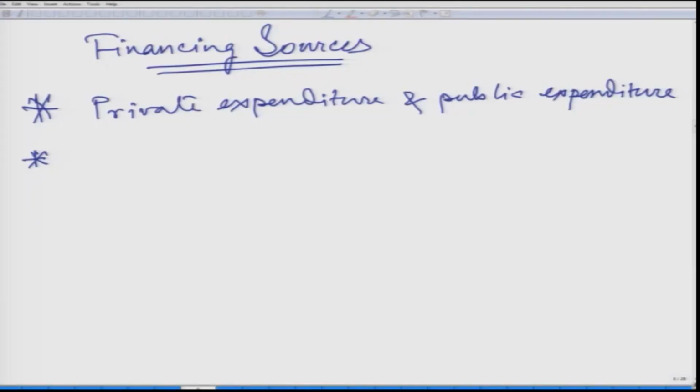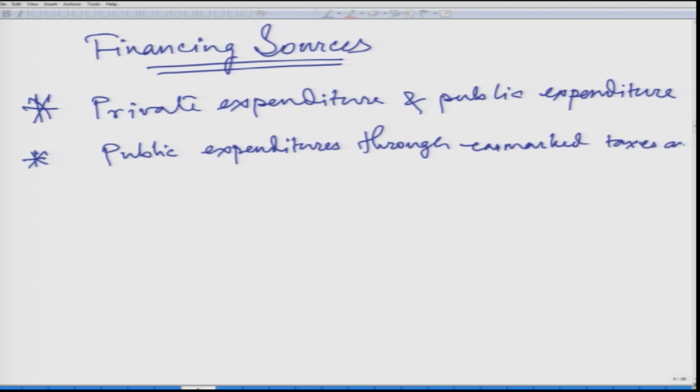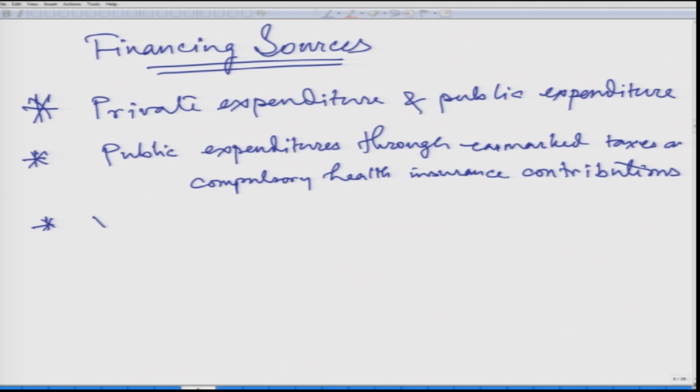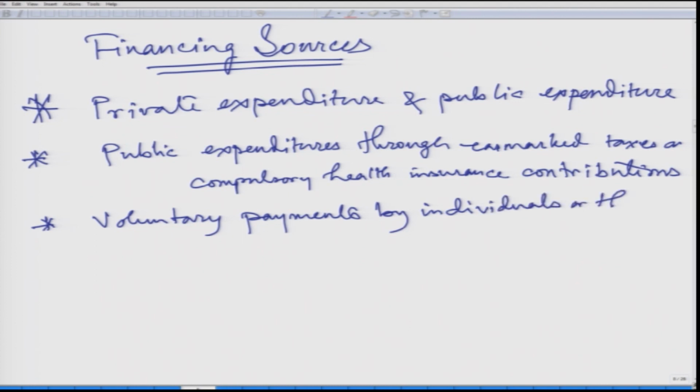So the most important one is the public expenditure, what the government pays through earmarked taxes or compulsory health insurance contributions. Number 3 is voluntary payments by individuals or their employers. It can be private health insurance, employer provided health insurance, direct out of pocket expenditure, anything, but broadly these are voluntary payments.